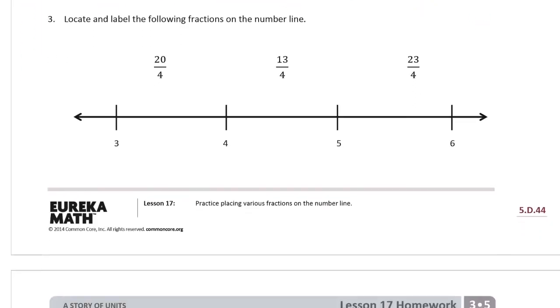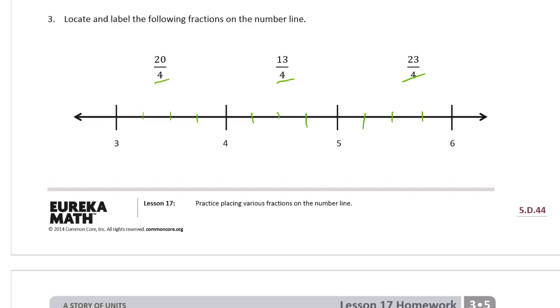Locate and label fractions on the number line. So now we're looking at denominators of 4, so that's fourths. So it's 3 lines makes, actually, the easiest way to do fourths is to do halves and then cut your halves in half. Just like when you fold those strips of paper, you fold it in half twice, right? So there's half, and half is the easiest one to get right to make it look right, so halves of halves.